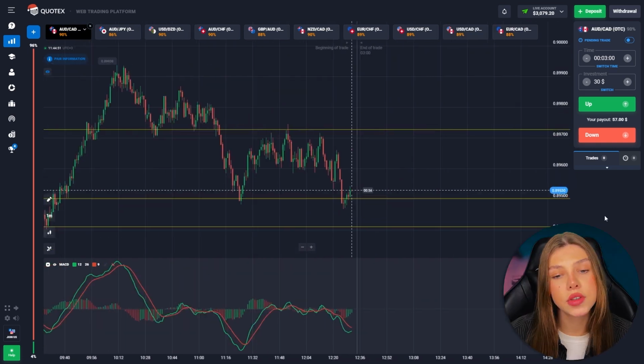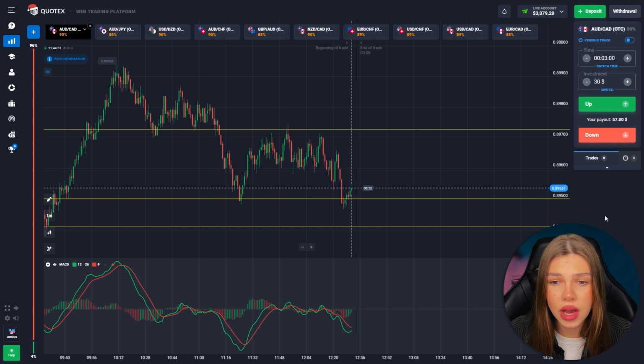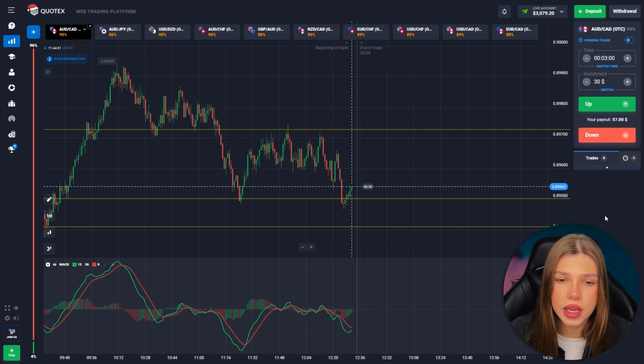Here we have an interesting moment. We had a false breakdown of the support line, and if now the indicator shows us the crossover of the moving average, that is, the green one will cross the red one, then we can open a deal on the rise. So let's wait.